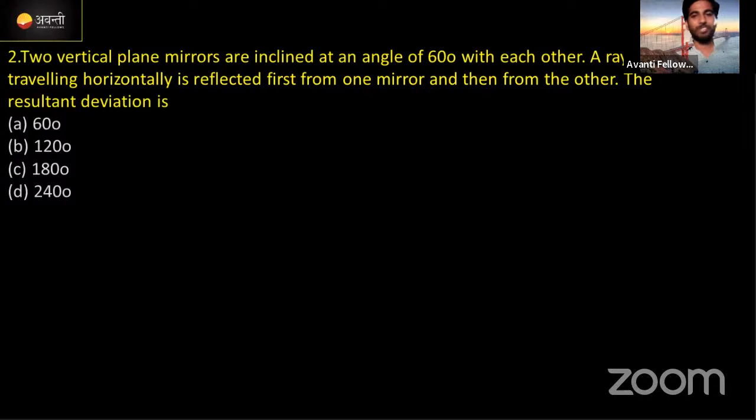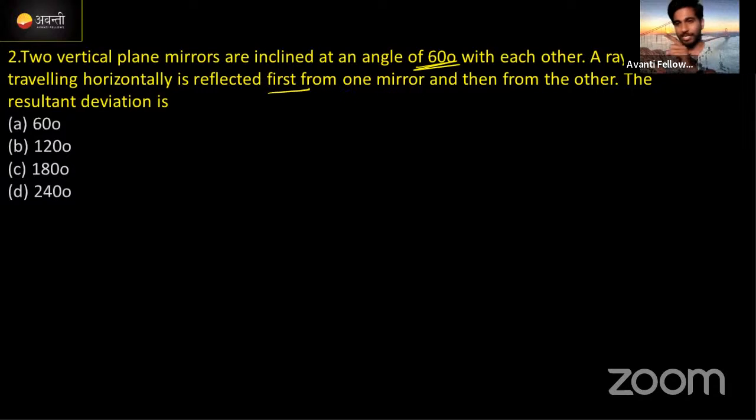Here the question says: two vertical plane mirrors are inclined at an angle of 60 degrees. We have two vertical mirrors. We are going to incline the two vertical mirrors at an angle of 60 degrees like this. These are the two mirrors. A ray of light traveling horizontally is reflected first from one mirror.